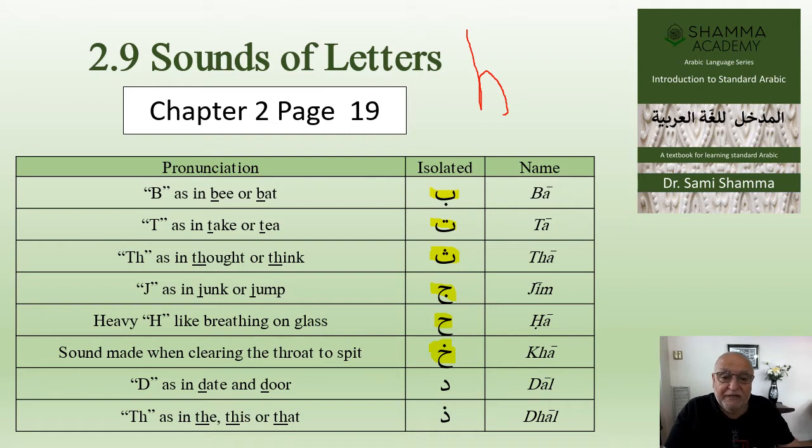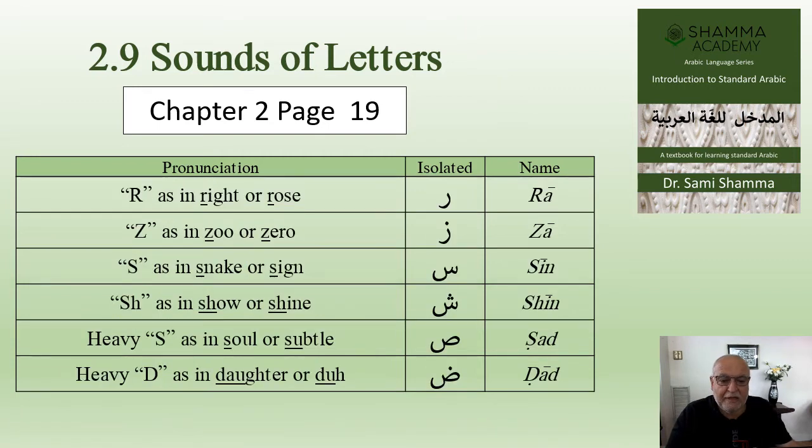The next two letters exist in English. The next one is the D, which is similar to the letter D, as in date, door, or David. The next one is the letter th, as in the boy, this, or that. And that is the first set. The second set has also 6 letters. The first 4 exist in the English language.